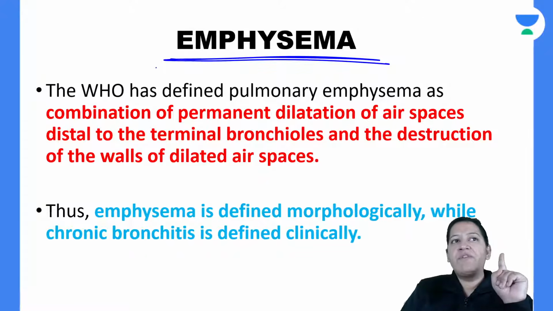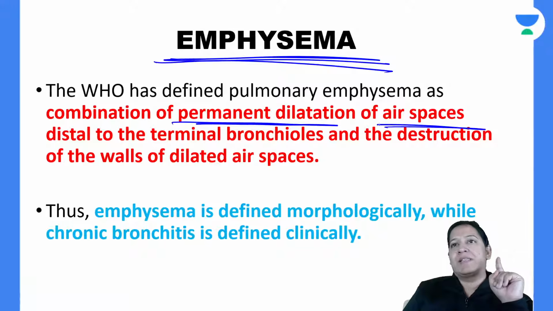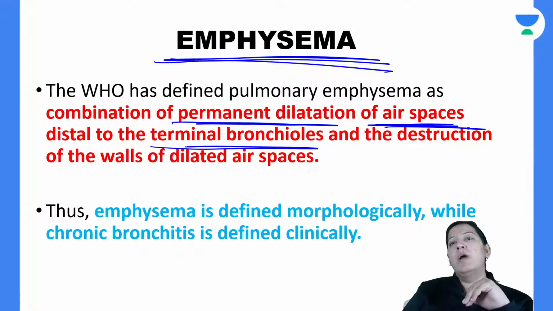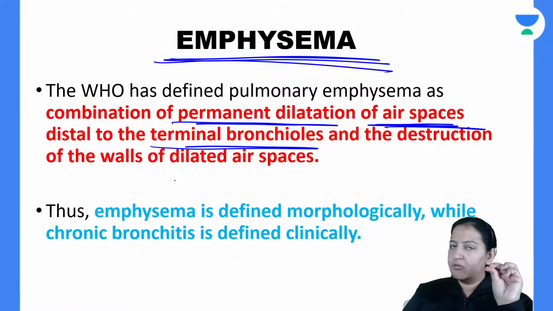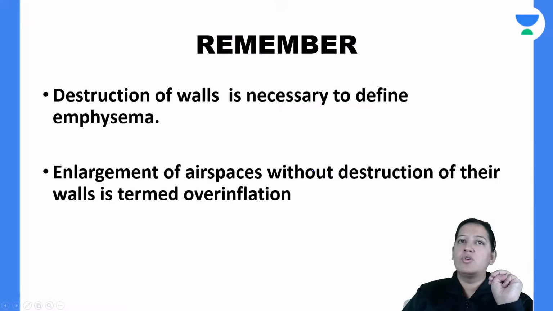So what is the definition of emphysema? Emphysema is permanent dilatation of the air spaces. Which air spaces? Those distal to the terminal bronchiole, that is the acinus. Distal to the terminal bronchiole, three things are there: respiratory bronchiole, alveolar duct, alveolar sac. And there is destruction of their walls.